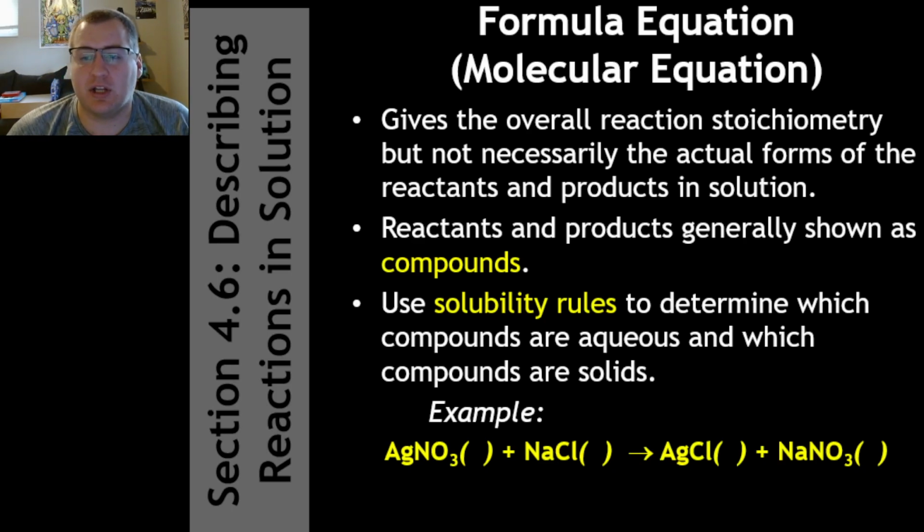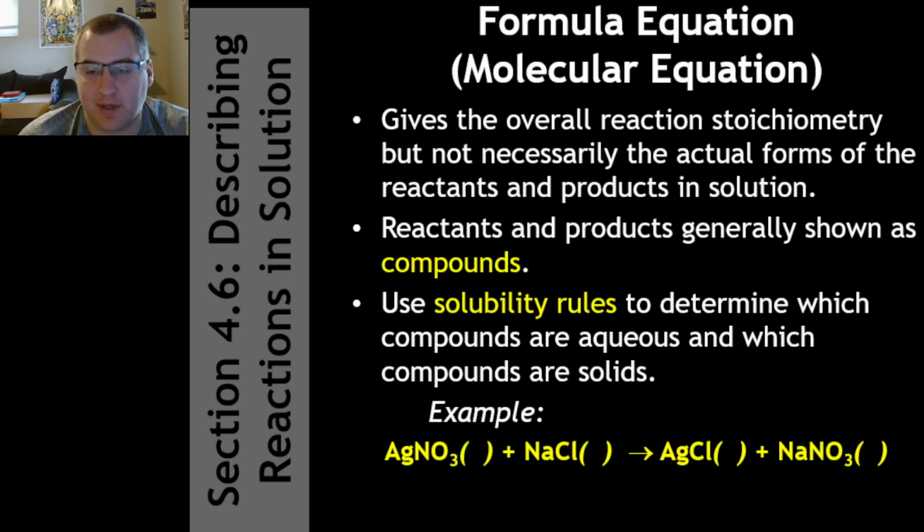Reactants and products generally are shown as compounds. Use solubility rules to determine which compounds are aqueous and which ones are solid. So here's an example at the bottom of a formula equation. It looks like a normal equation, but we're just going to add some state of matter symbols to that, based off of our solubility rules we just talked about.